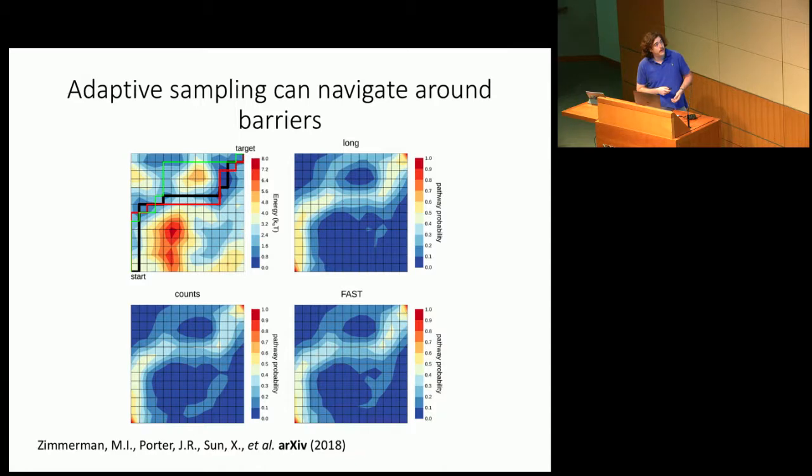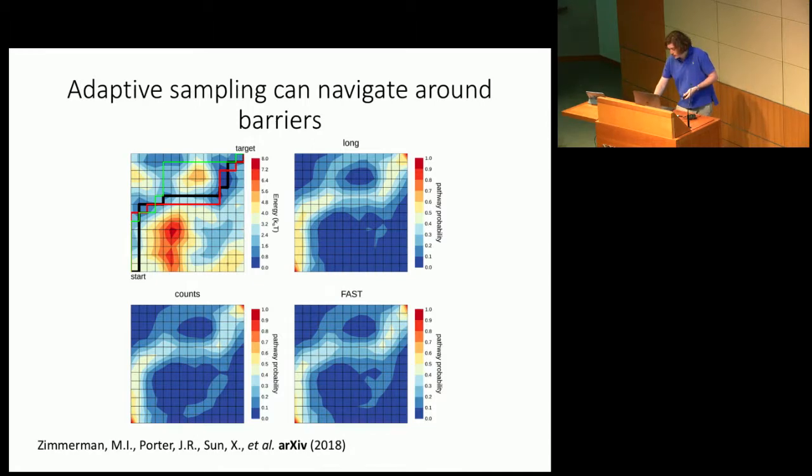These plots, again, are the probability that any state is predicted to be on pathway from the start to the target. And the long, count-based adaptive sampling, and FAST all produce very similar results. The adaptive sampling and FAST show that they do, in fact, navigate around these barriers and show the probability of predicting this path relative to what we'd expect. So from this, we can conclude that on this landscape, adaptive sampling and FAST do, in fact, navigate around these barriers and find reasonable pathways.